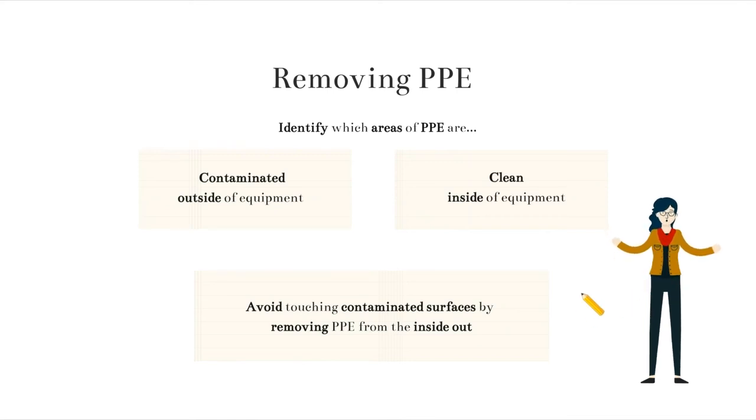Finally, when you're removing your PPE, it's also important to identify which areas of the PPE are contaminated and which are clean. Most of the time, the outside of the equipment is contaminated and the inside is clean. So while you're removing, you want to avoid touching the contaminated surfaces by removing the equipment from the inside out.